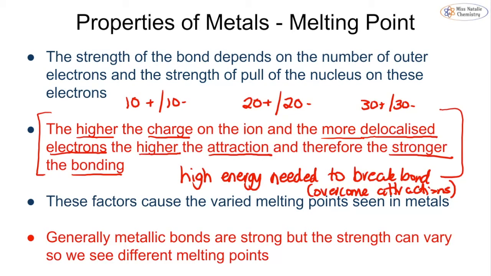But the strength can vary because we can have group 1 versus group 3. So group 3 is going to have more charge or more delocalized electrons in comparison to group 1. So you probably see that aluminium is going to have a higher melting point than something in group 1.